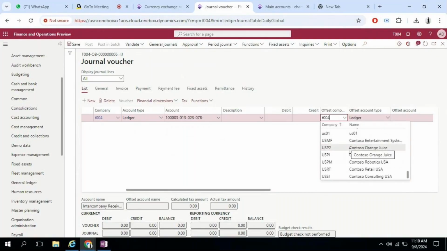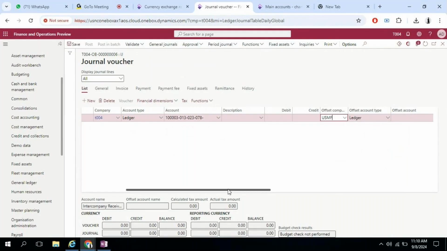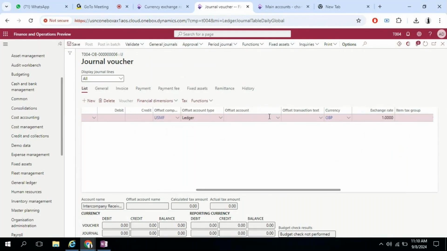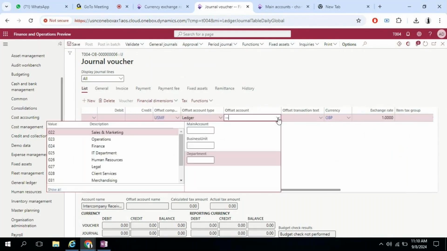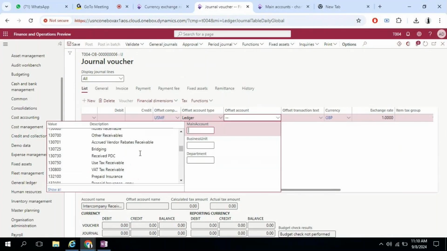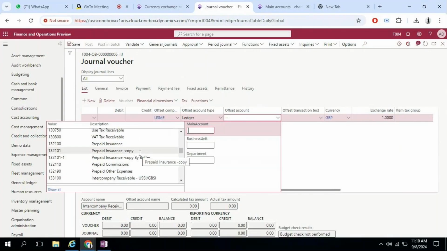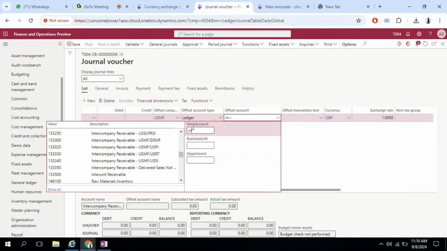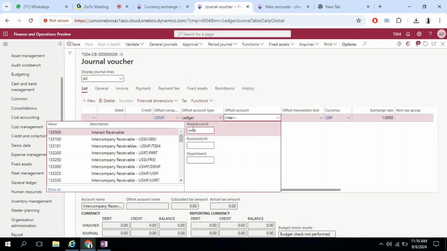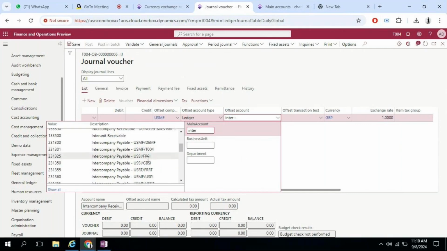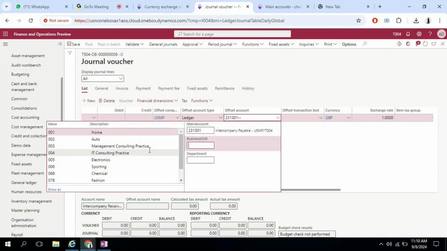So for that we will take the USMF, where did it go? Yes, this is the USMF. We are going to take it from the ledger. Okay, so inside the ledger, we are going to utilize the ledger. So firstly we will define the main account. The main account will be intercompany payables. Okay, so let me type the intercompany payable. So the intercompany payable of USMF to T004.